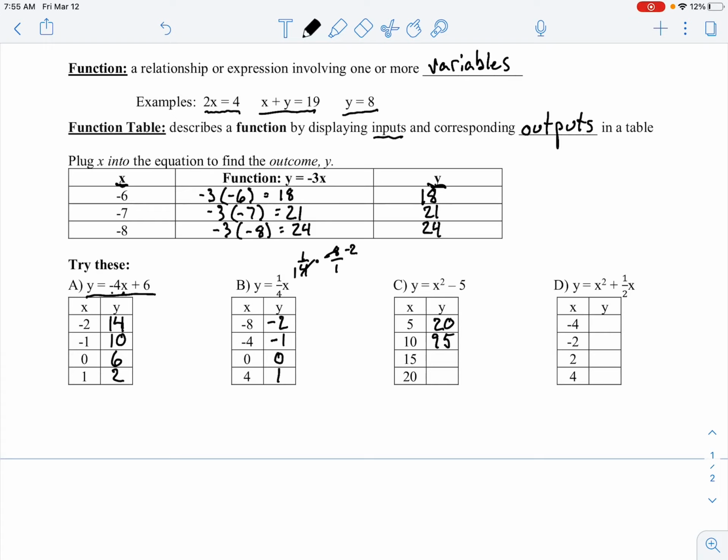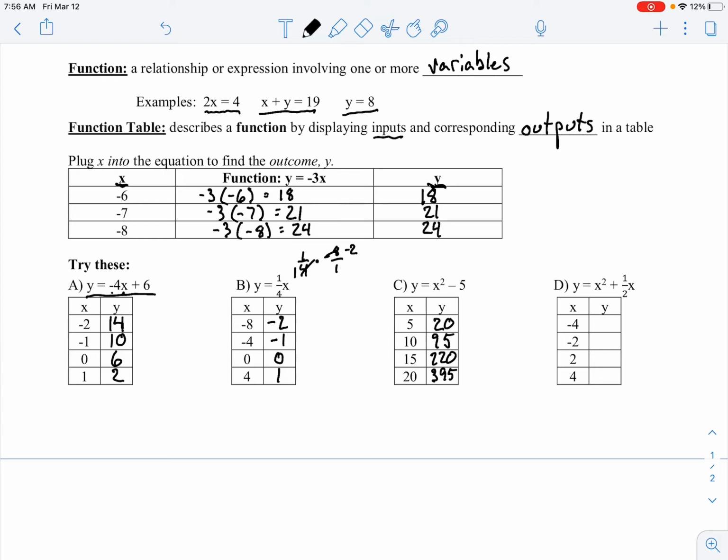15 squared is 225, if I'm not mistaken. So 225 minus 5 is 220. And finally, last output, 20 squared is 400. 400 minus 5, we get an output of 395. Alrighty, so this last one, a little bit more complicated. We got a lot going on here, but don't get too flustered, so give it a try. Pause, give it a try, compare with what I get here.